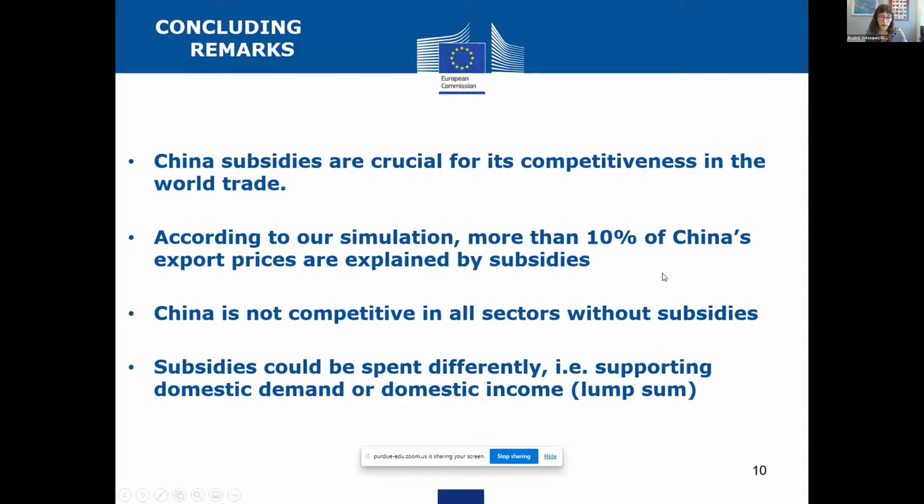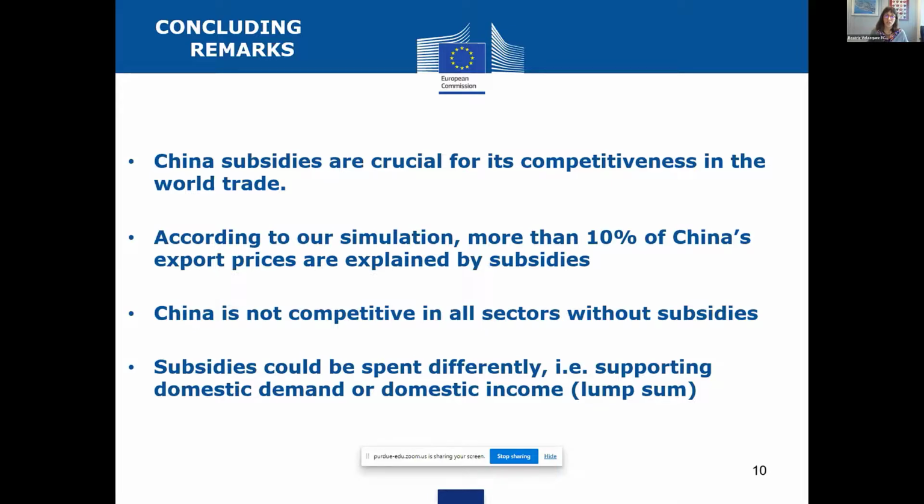I don't know if I have time. I will show another graph, but essentially our preliminary concluding remarks is that subsidies in these sectors are essential for the competitiveness of China in world trade. And considering the estimate and the P factor, we can say that according to our simulation, more than 10% of China's export prices are explained by subsidies.